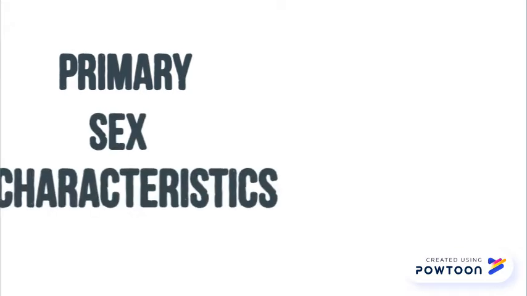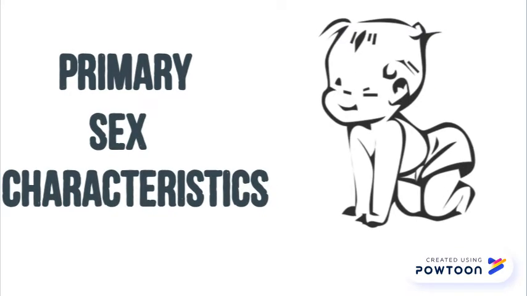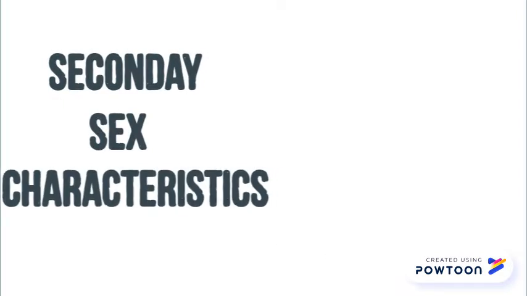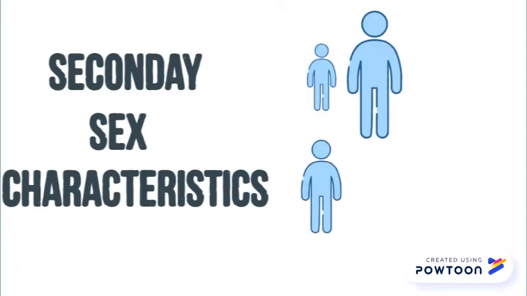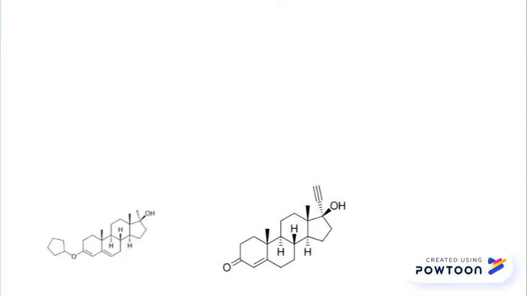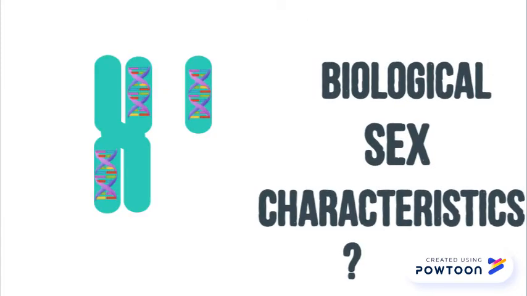Primary sex characteristics are structures present at birth, including genitals and gonads, which are organs that can produce eggs or sperm. Secondary sex characteristics usually develop during puberty and include differences in body shape and size, body hair, and vocal range. These characteristics aren't directly related to sexual reproduction, but they do develop in response to different sex hormones in the body. How do we get from sex chromosomes to biological sex characteristics?